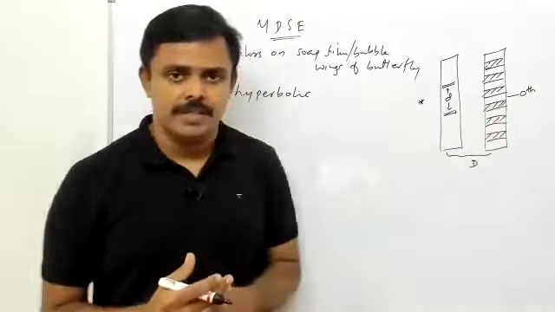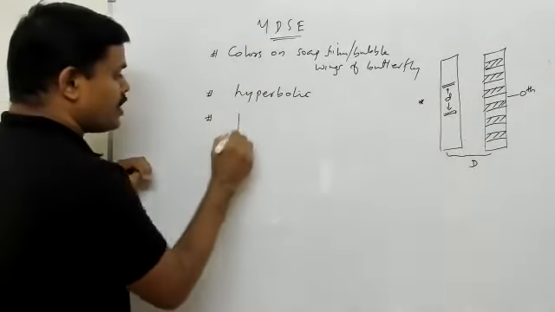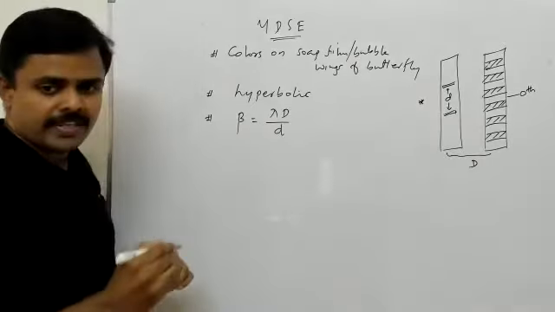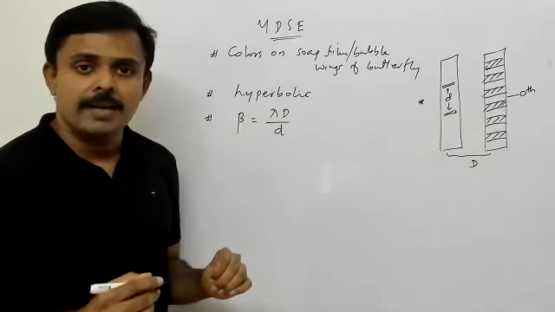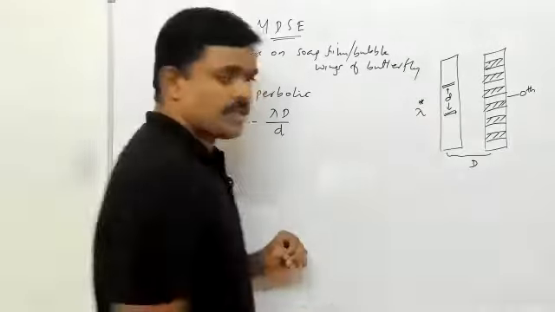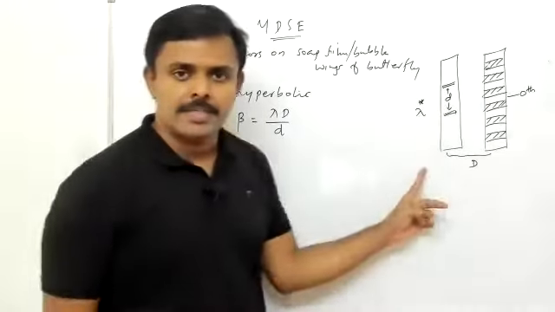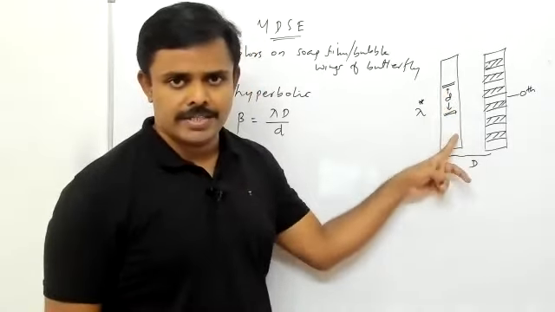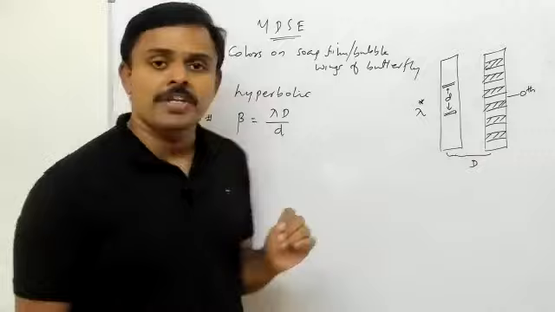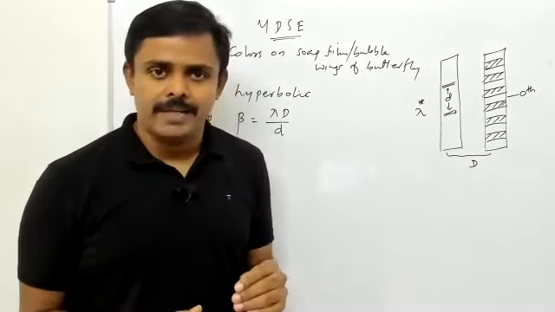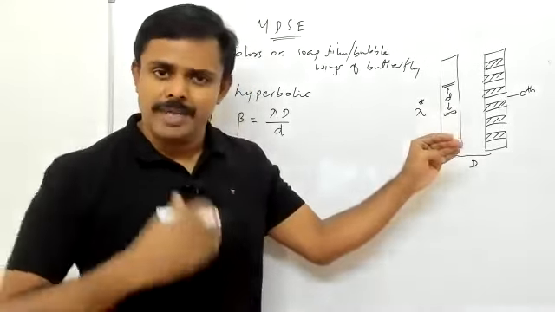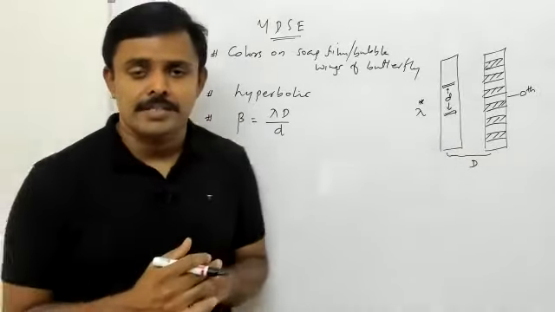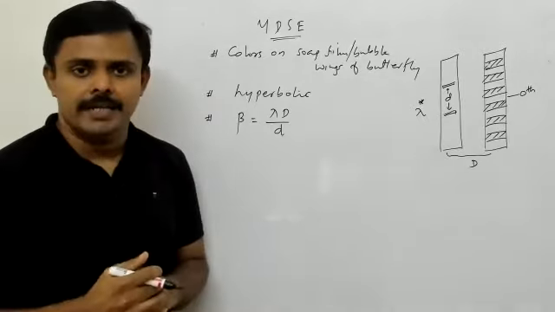These are hyperbolic fringes. And the third point is the width of an interference band is given by lambda D by d. What is lambda? Wavelength of light used. What is capital D? Distance between slits and screen. What is small d? Distance between the slits. This is the width of a band, be it a dark band or a bright band. Both the interference bands have the same width. You have done this derivation in school classes. Beta is equal to lambda D by d.